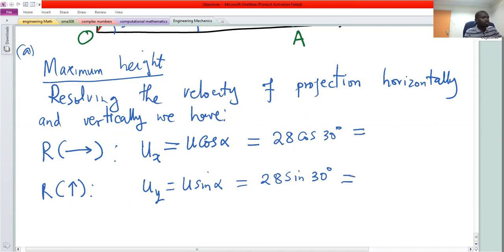So we can get the answers. So this is 24.3 meters per second, and 28 sine of 30 is 14 meters per second. So this is the horizontal component of the velocity. This is the vertical component of the velocity.